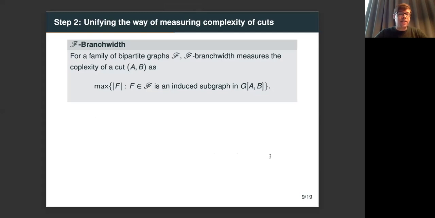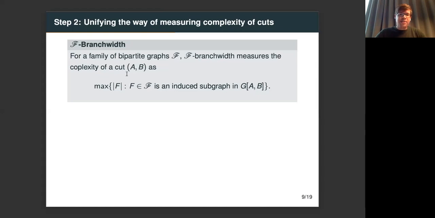So in our framework, we also want to unify the way that we measure the complexity of these cuts. And this is how we arrive at this definition of F branch width. So the idea is that we take some family of bipartite graphs F, and now the complexity of a cut is just the size of the largest member in F that appears as an induced subgraph across the cut. Here I cheated a little bit. I just said it's the size of F, but I didn't really say what that means.